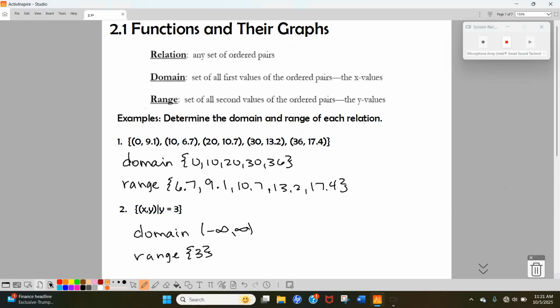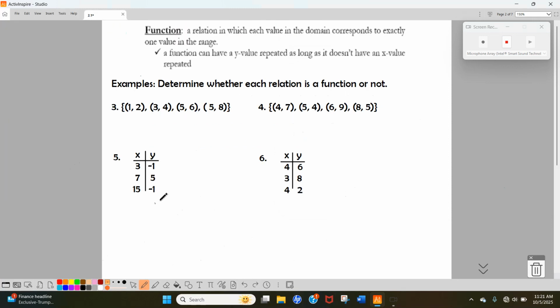All right, so a function is a relation where each value in the domain corresponds to exactly one value in the range. A function can have a y value repeated as long as it does not have an x value repeated. All right, so if you're determining if you have a function, you just look at the x's. If the x's repeat, it's not a function. X's are not allowed to repeat. That's what makes a function. All right, so the x's are 1, 3, 5, 5. The fact that these repeat with different y values means this is not a function.